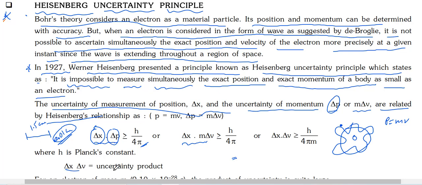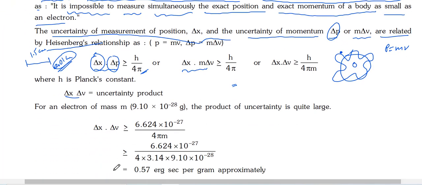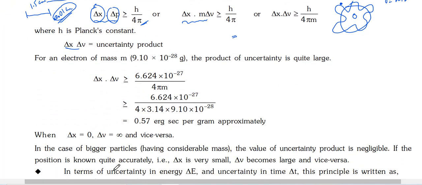Delta x, delta v, uncertainty products. For an electron, the mass we already know is 9.1 into 10 power minus 28 grams. The product of uncertainty is quite large. Delta x, delta v is greater than or equal to h, the Planck constant, by 4 pi m. If you substitute all those values, you get 0.57 second per gram approximately. This much variation will be there in delta x and delta v.